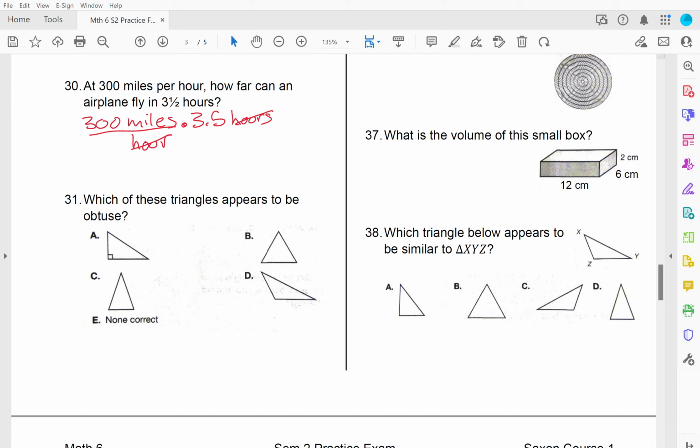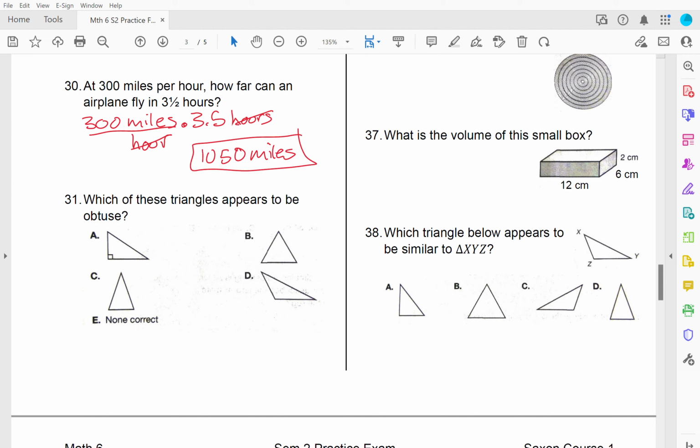So 300 times 3.5. Well, 300 times 3 is 900. Half of 300 is 150. 900 plus 150 is 1050, and that's miles. 1,050 miles.